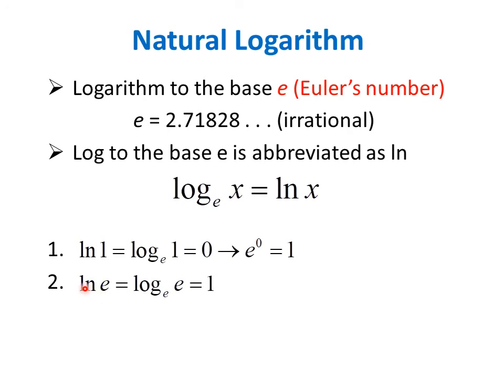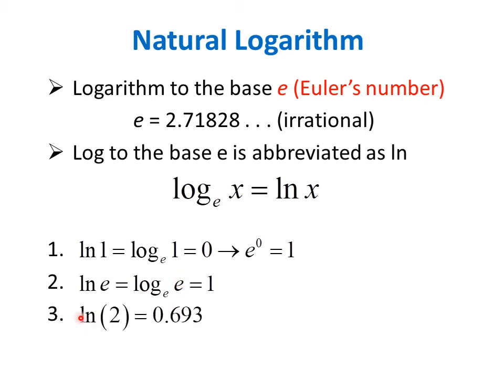How about the value of ln of e? Now, ln again is simply log to the base e. So log to the base e of e is, to what exponent do you raise the base e to get e? And that is equal to 1 because this e here is e to the exponent 1.